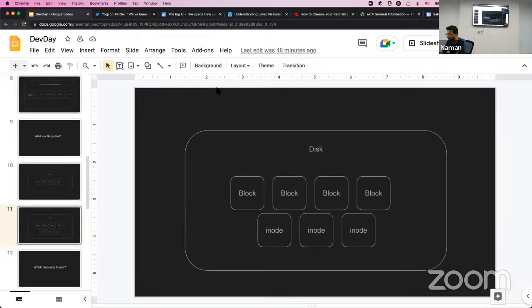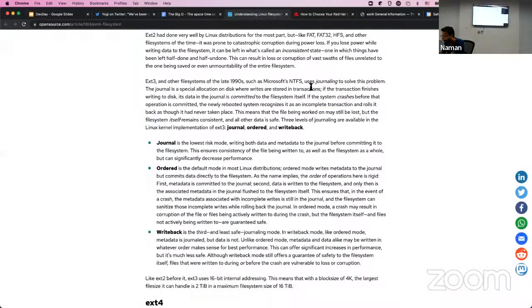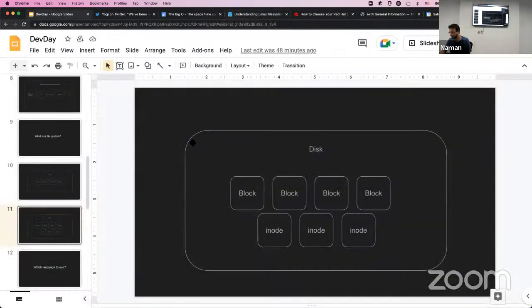So that's where, let me go to this article. In FAT, FAT32, HFS, all these file systems, this is how things were implemented. Basically there were inodes and blocks, but there were no journals. Then they realized this power failure problem, where if power goes out, there's a chance that all the data that was being written is lost, and there are instances where even the whole disk is corrupted.